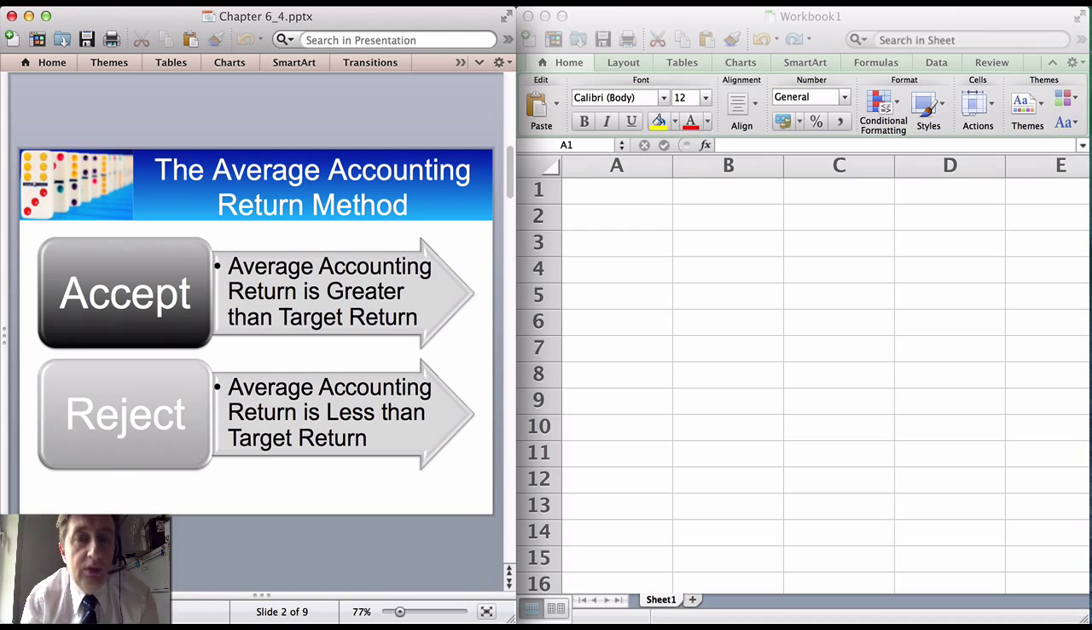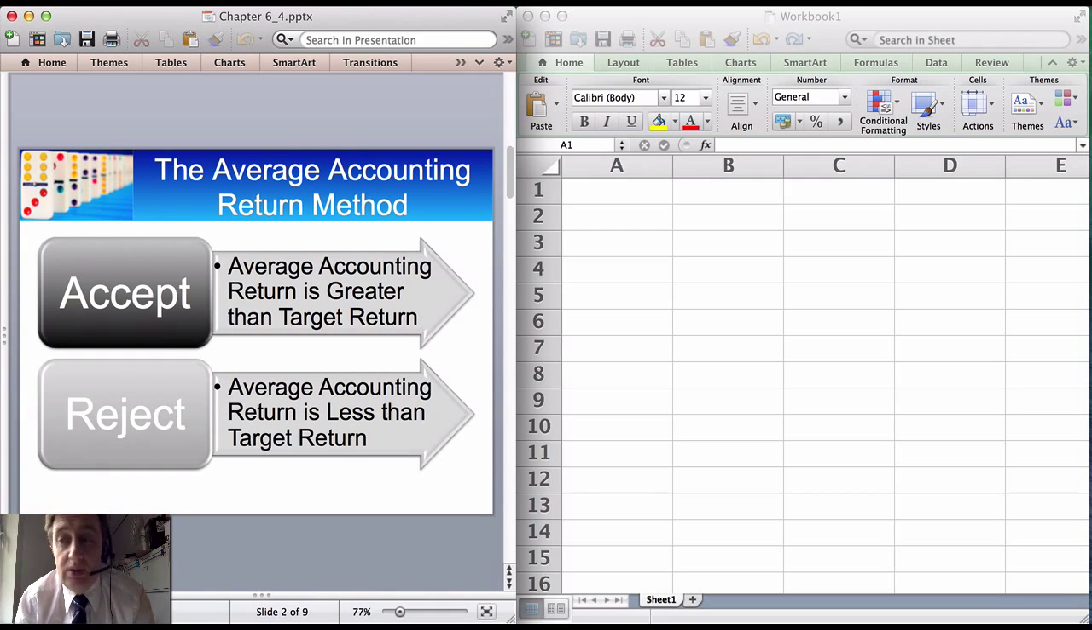Okay, so without further ado, what is the average accounting return method? The average accounting return method is a return-based appraisal technique that asks the question, is the return earned by a potential project greater than the target return, or a benchmark return that is set within a company? The method, as you can see by its name, uses accounting figures, and that means that we need to look at a return on investment.